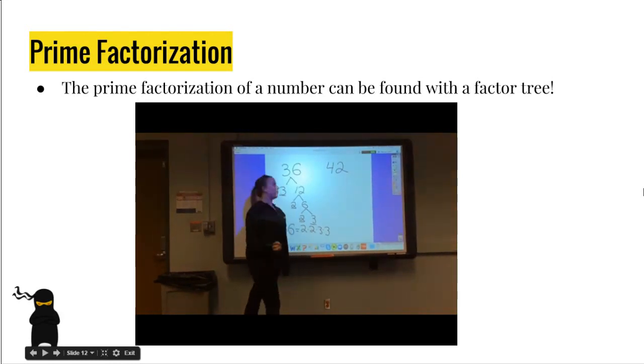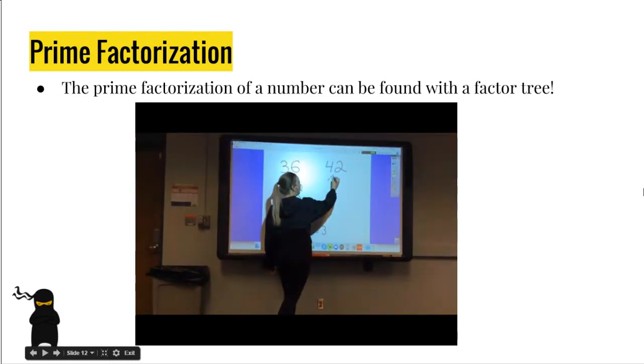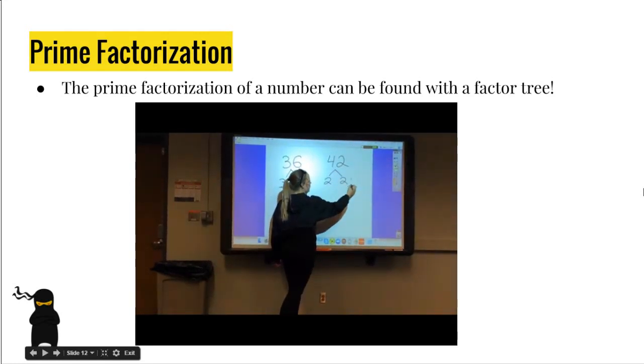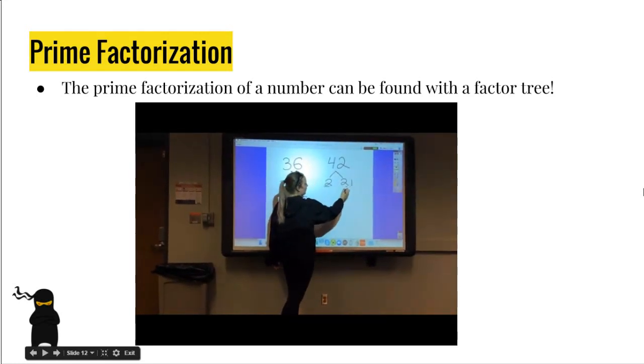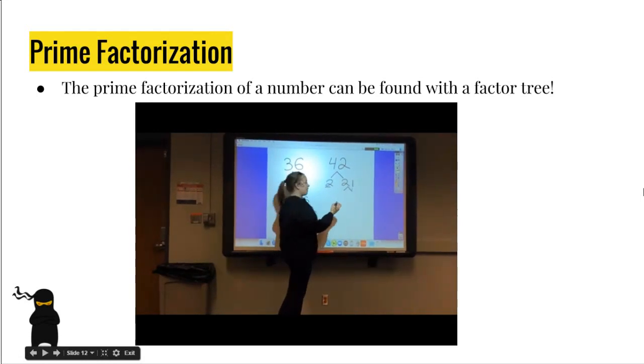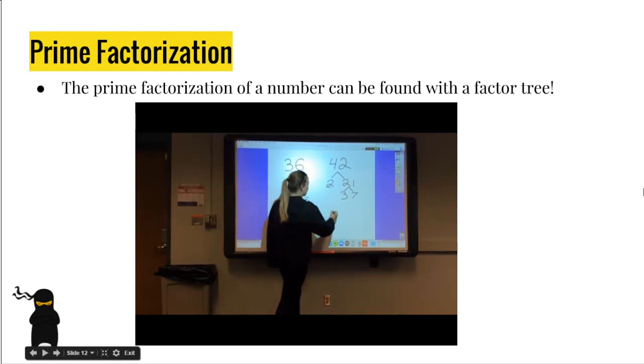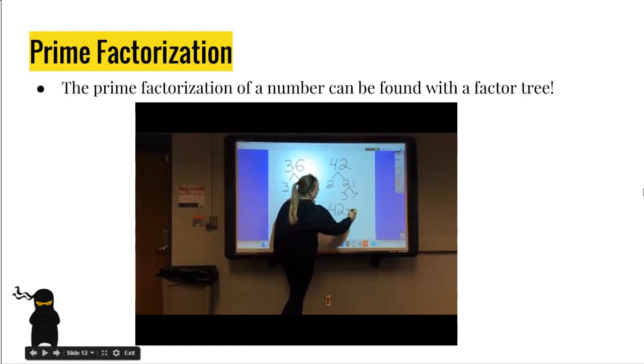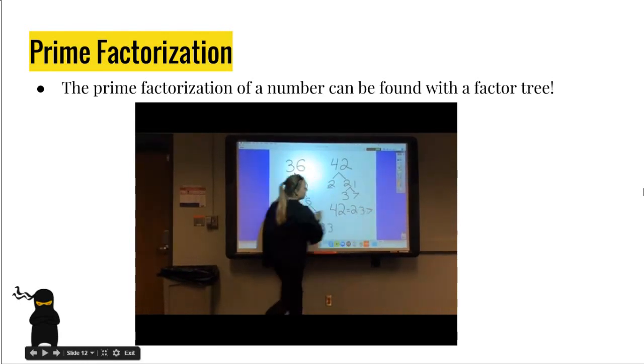Let's try another one with 42. I know 42 is divisible by 2 and 21. 2 is a prime number, and I know 21 is divisible by 3 and 7. And those are both prime numbers also. So I know 42 has the prime factorization of 2 times 3 times 7.